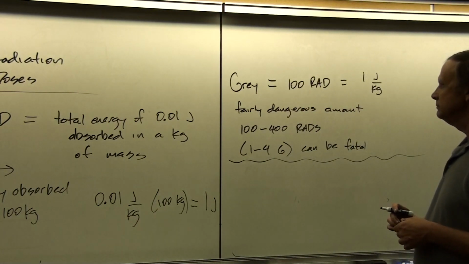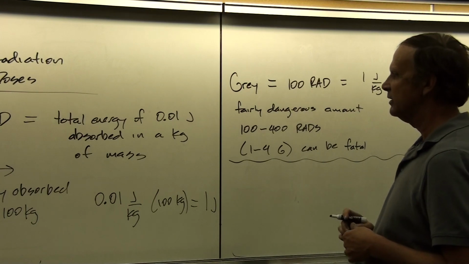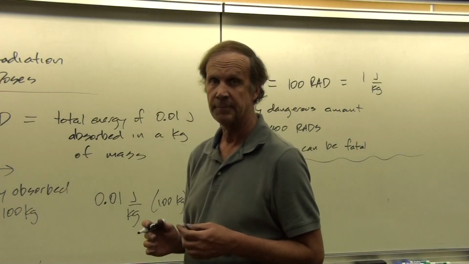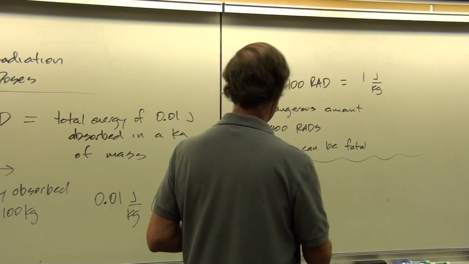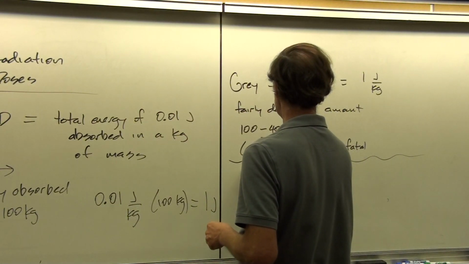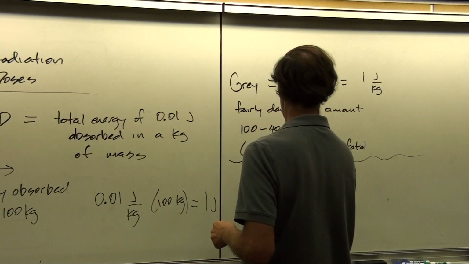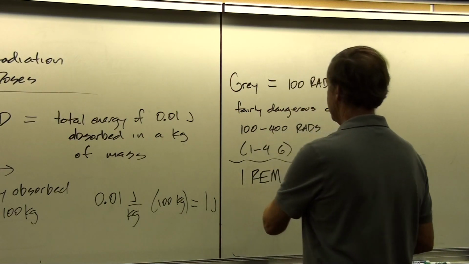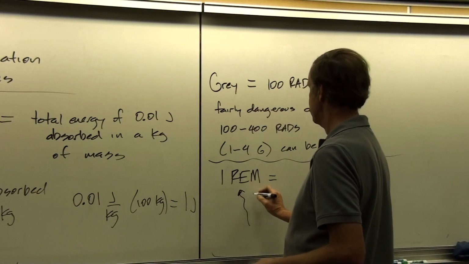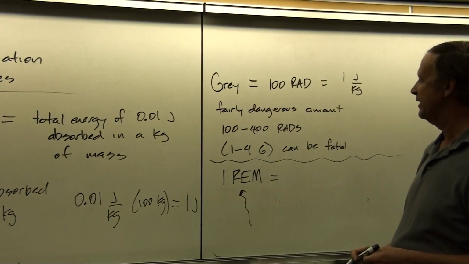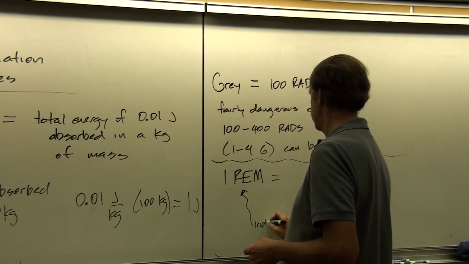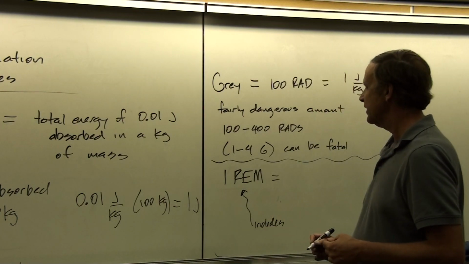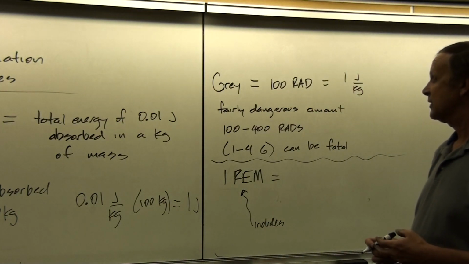Okay, but not all radiation is born equally. We have certain particles that have more of an effect on the human body than others do. And so there's what's called an RBE that connects the idea of a REM with a rad. So REM is related to a rad by what's called the relative biological equivalent. And so this REM includes the destructive effects on humans of the radiation.